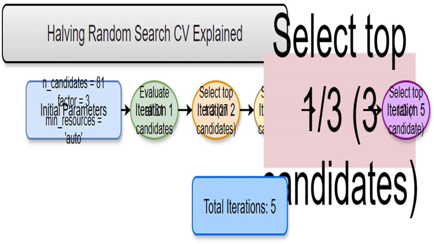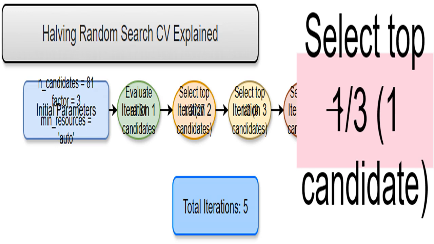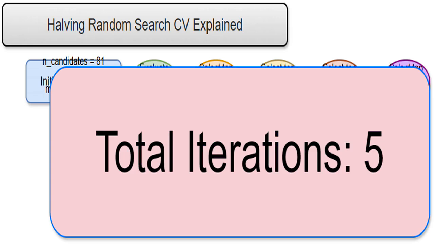I'm down to the top 3 options now. For this final round, I choose the best performing 1/3. 3 divided by 3 equals 1. I've completed the entire process, and 5 rounds of testing were needed to find the best option.